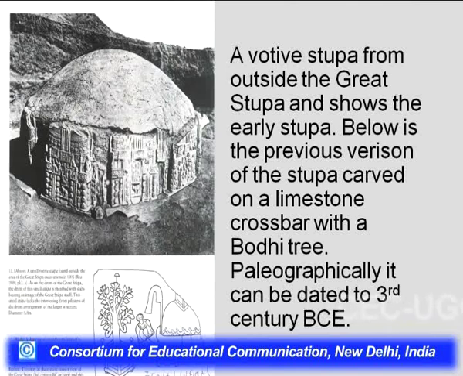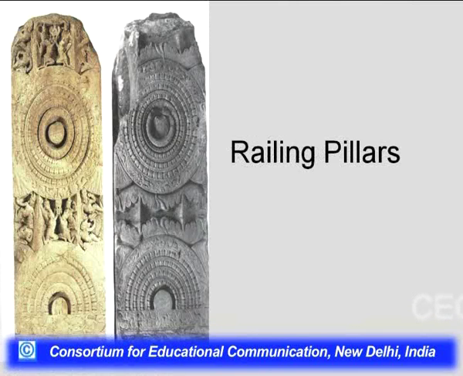the mature phase of Amaravati, where there is a large amount of structural as well as sculptural activity. Okay. Underneath this you can see an earlier version of the stupa carved on a limestone crossbar with a bodhi tree. The writing under it can be dated to the 3rd century BCE on paleographic grounds.